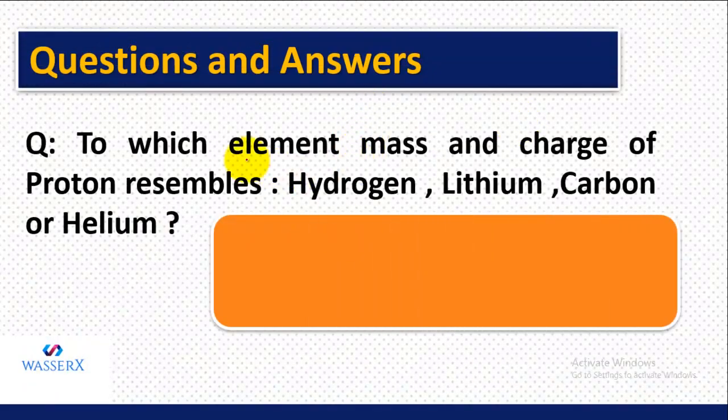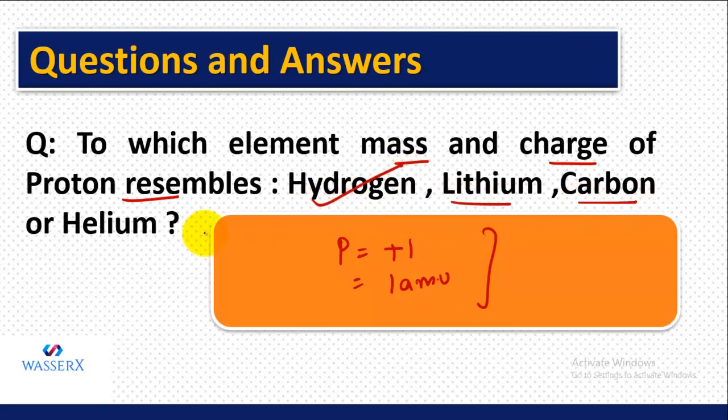Second question is, to which element do the mass and charge of proton resemble? We know that proton has +1 unit charge and the mass is 1 AMU. And you know that it resembles which element? It resembles hydrogen. It doesn't resemble lithium, carbon or helium. Yes, it does resemble hydrogen. So hydrogen is the element to which the proton resembles if we talk about mass and its charge.